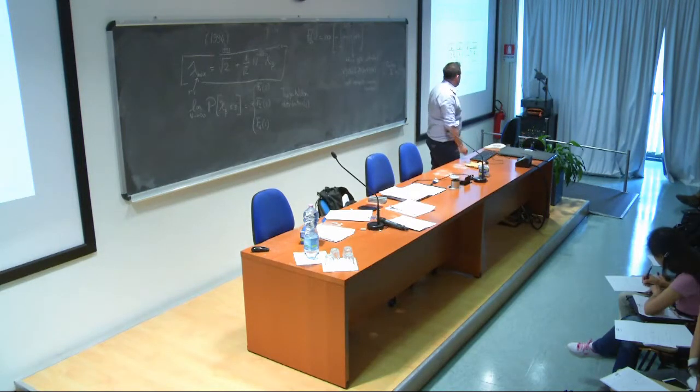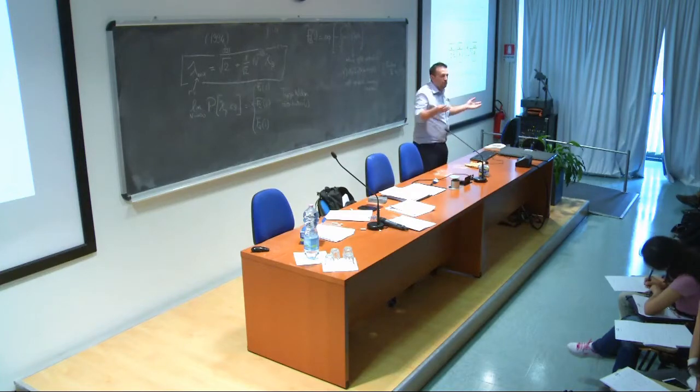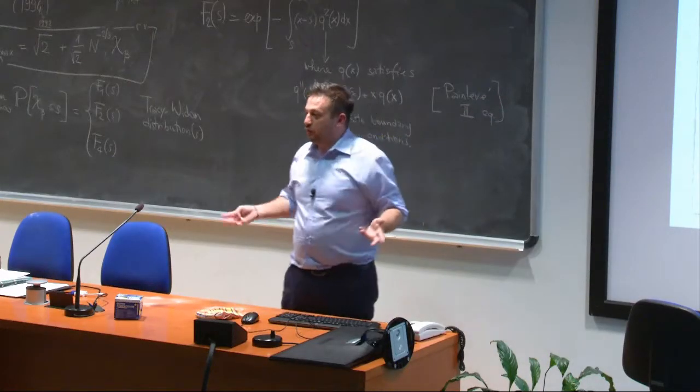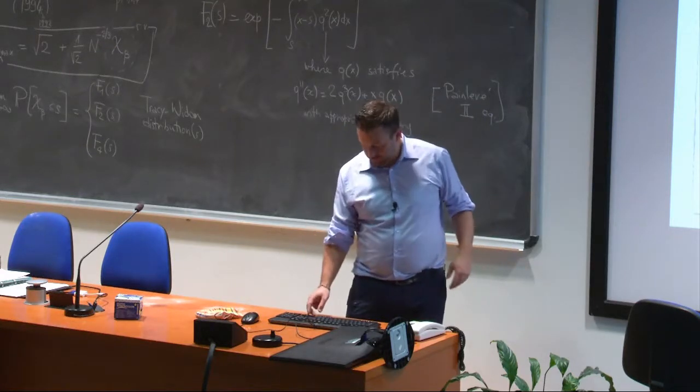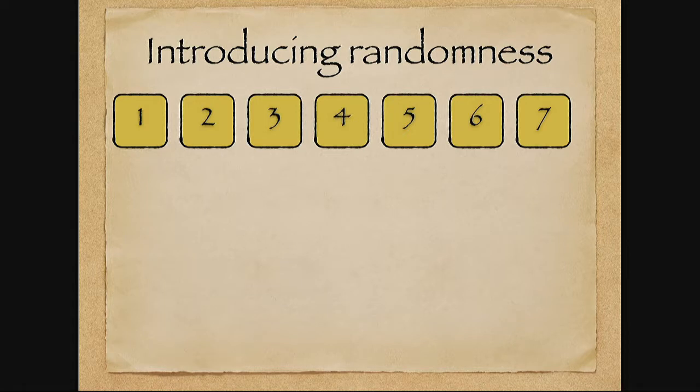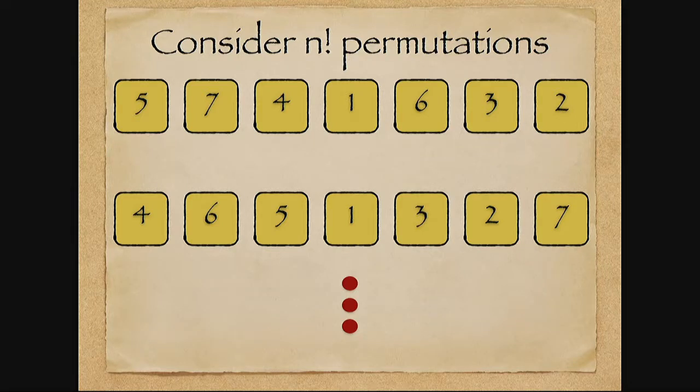Good. Now, here we don't have any randomness except for the fact that the original sequence is not a specific sequence. I just made it up. So how can we make this problem more quantitative and introduce randomness? Well, you take the ordered sequence of the first n integers, 1, 2, 3, 4, 5, 6, 7. And then you can consider all the permutations of the sequence of the first n integers. For example, this is one permutation, 5, 7, 4, 1, 6, 3, 2. This is another permutation, 4, 6, 5, 1, 3, 2, 7. And you consider all the n factorial permutations that you can describe.